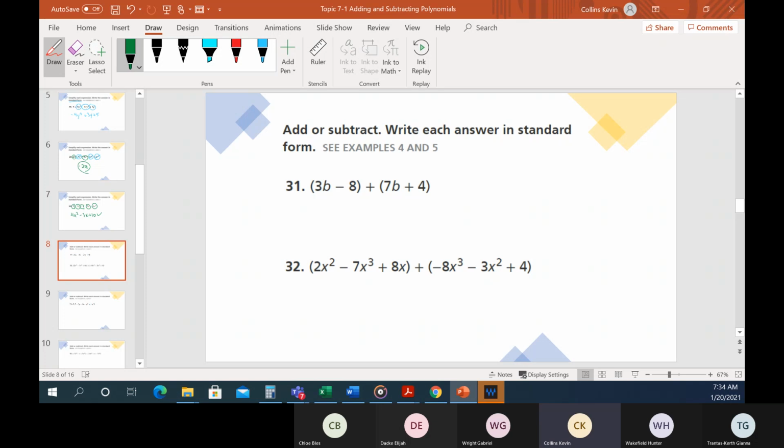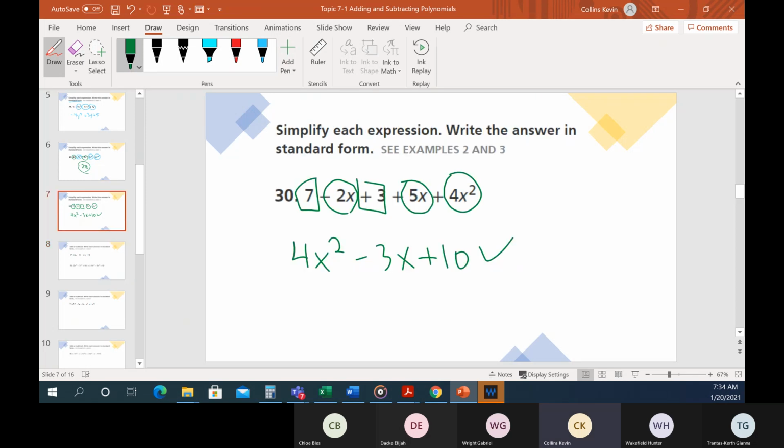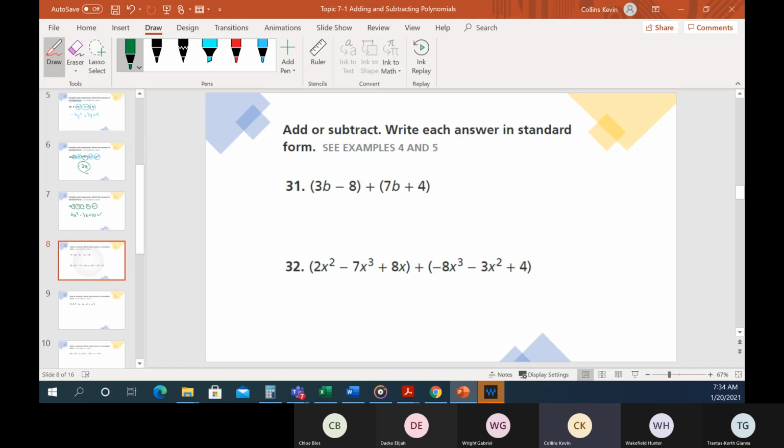All right, so now this isn't really any different than what we were doing. So it says add or subtract. So we're still just combining the terms together. So in the last one, we just wrote them all together. This is really the same thing, except they got this parenthesis going on. That's about the only difference. But again, we're doing the same thing in this case.